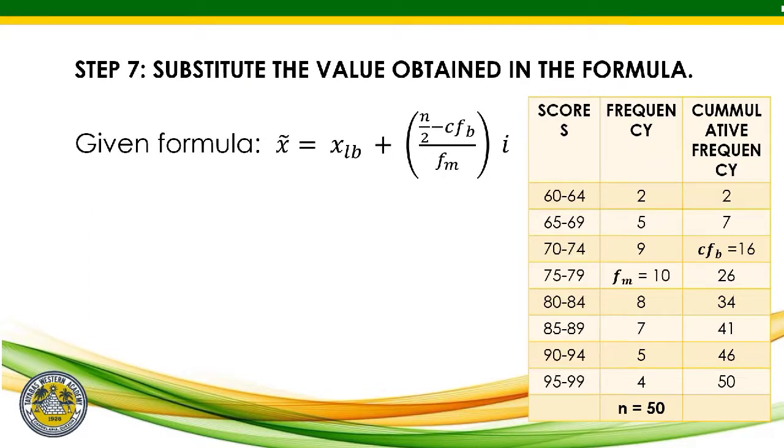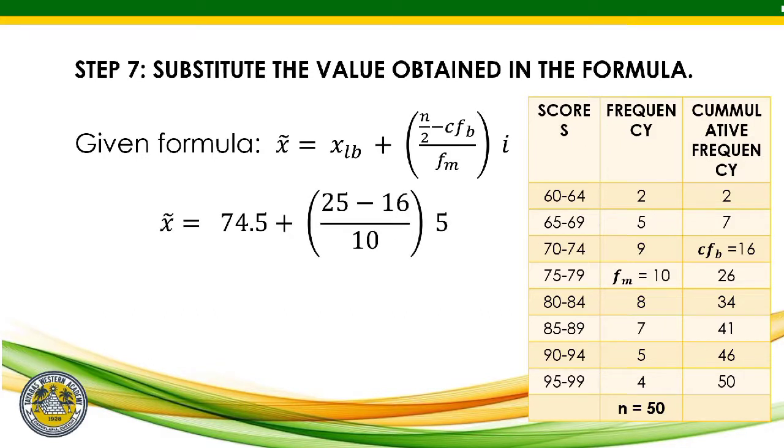Then, for the last step, you need to substitute the values obtained in the formula. So, let us have 74.5 as the lower class boundary, plus n over 2, that is 25, minus 16 as the cumulative frequency before the median class, to be divided by the frequency of the median class, to be multiplied by the class interval or class width. So, we have 74.5 plus 4.5, because 25 minus 16, divided by 10, and then multiplied by 5, becomes 4.5. So you have the median as 79.